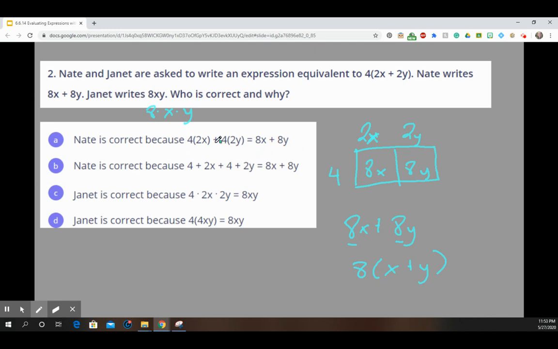So Nate is correct because 4 times 2x plus 4 times 2y equals 8x plus 8y. That's definitely true. What they want you to think here is that you're adding this 4, but that means multiplication. If I was to simplify 4 plus 2x plus 4 plus 2y, I would add the 4s, because I would add without a variable. I would have 8 plus 2x plus 2y. That's different than what they said. So, nope, not true. And Janet is just wrong.